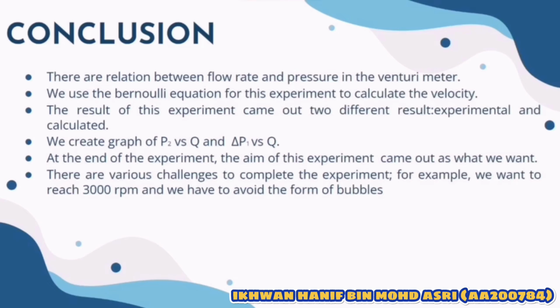In the experiment, there are also various challenges that we had to face. For example, we wanted to get 3000 RPM, but it was difficult to reach the exact value, so we took values slightly above and slightly below 3000 RPM. Also, in the experiment we have to avoid the formation of bubbles, but during this procedure bubbles were formed in the system. So how we solved it is we followed the instructions of the video that was given to us before we started the experiment.